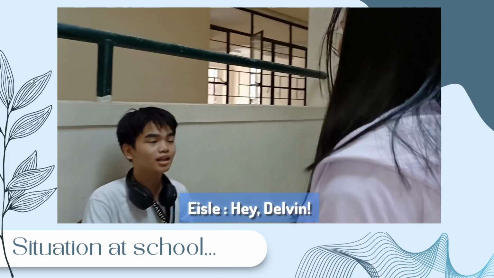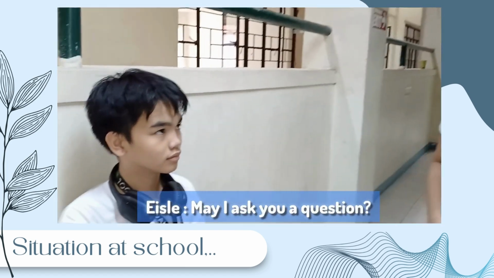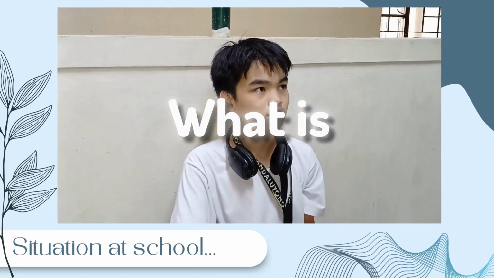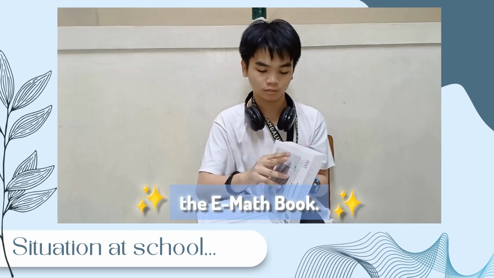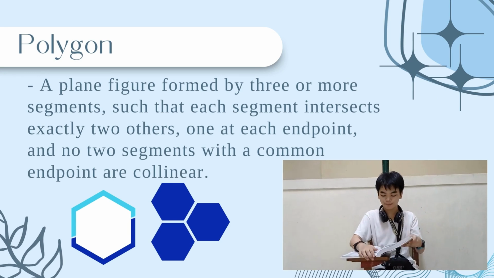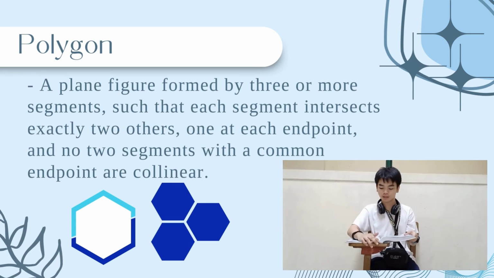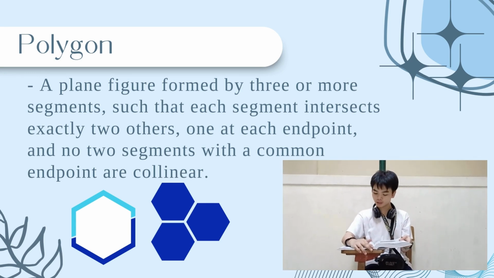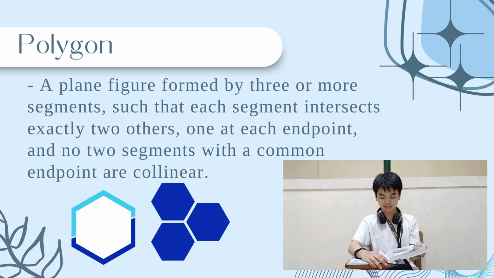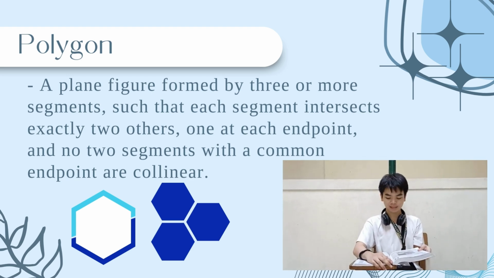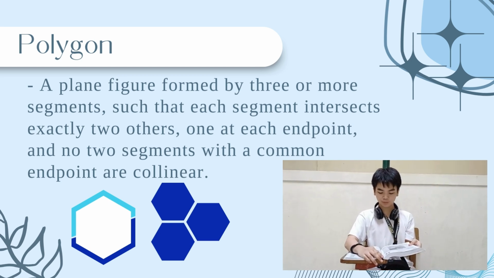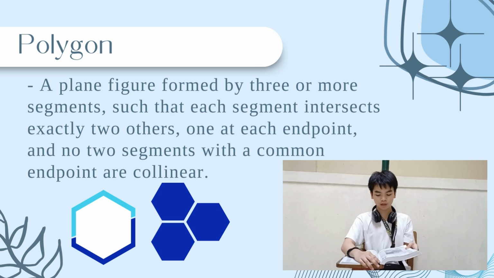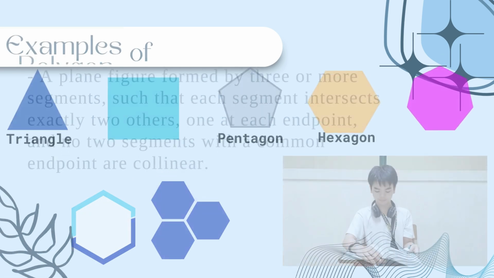Hey Delvin. Hello. May I ask you a question? Yes. Okay. What is a polygon? I am currently reading about it in the book. It is said here that a polygon is a plane figure formed by three or more segments such that each segment intersects exactly two others, one at each endpoint, and no two segments with a common endpoint are collinear.